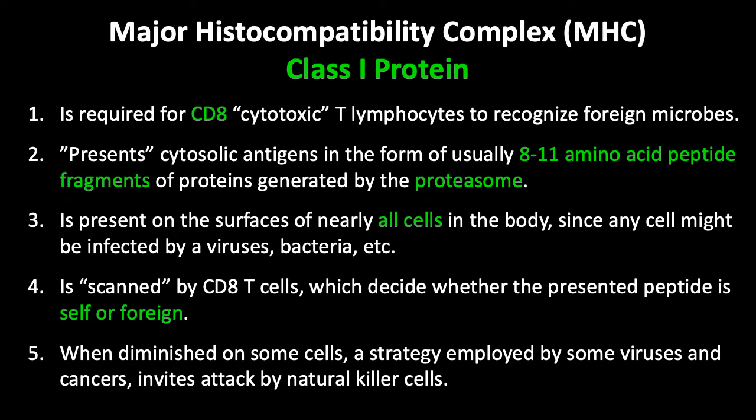Viruses and other infectious microorganisms have developed all sorts of ways of evading our immune defenses. Some viruses and cancers make the infected cell unable to express normal amounts of MHC class 1. A cell that fails to express a normal level of MHC class 1 is attacked by natural killer cells.